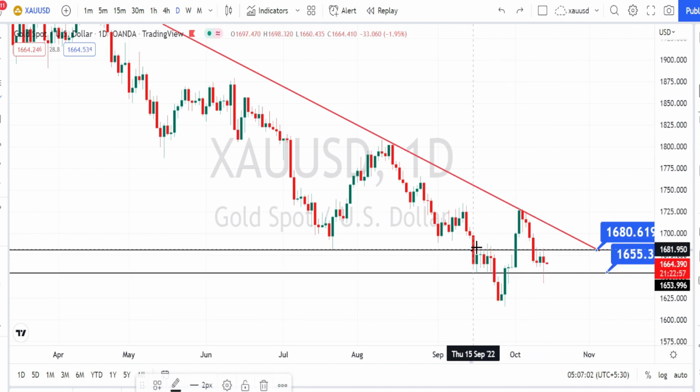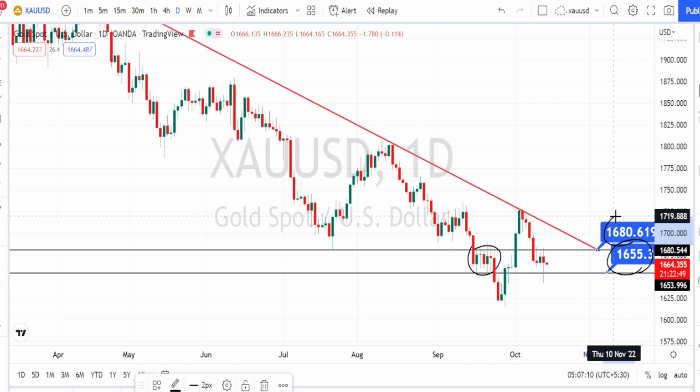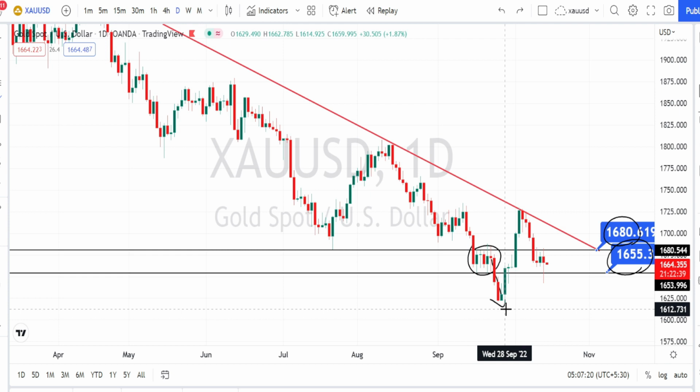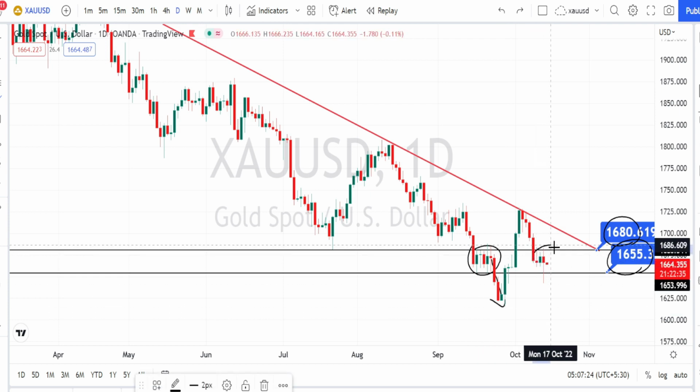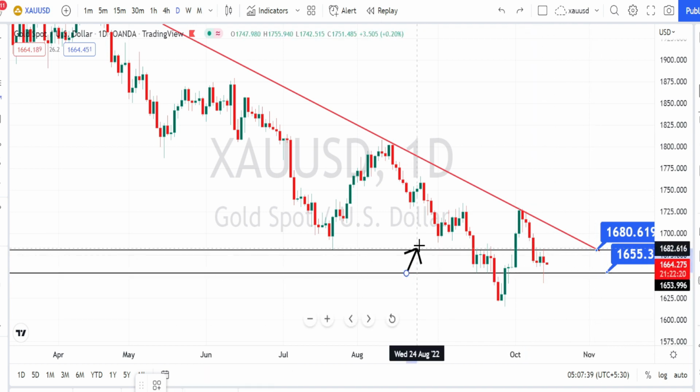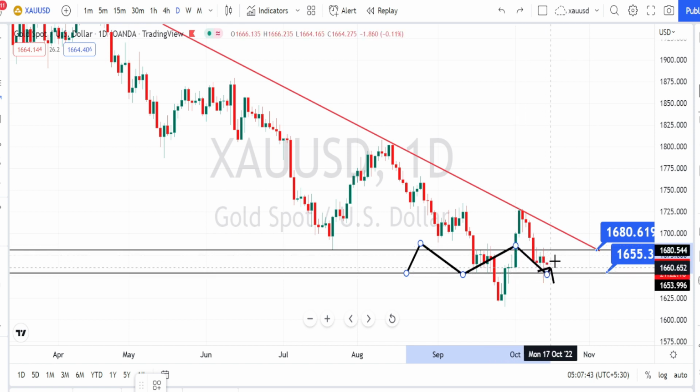And in the past price action, we have noticed a price action to consolidate within this support level of 1655 and resistance level of 1680, then to continue its bearish trend. And currently also we are noticing the current price action to consolidate around this area. So this zone is a very strong resistance and support zone for the current price action in daily time frame.